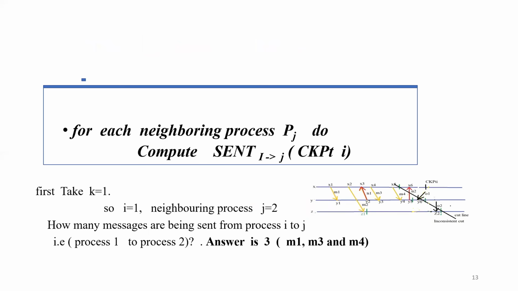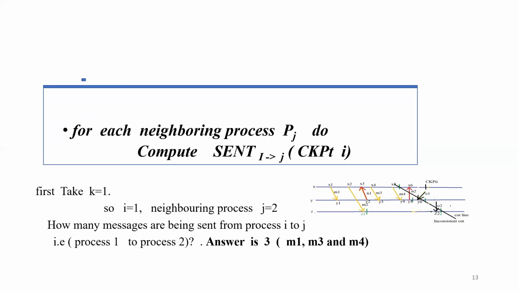Take that algorithm. For each neighboring process p of j, compute send I to j up to checkpoint I. So take k equal to 1. What does k equal to 1 mean? I equal to 1. For I equal to 1, what are the neighboring processes? The neighboring processes are Y and Z, or J2 and J3. J2 and J3 are neighboring processes to the process J1, or we can say the neighboring processes to the process X are Y and Z.